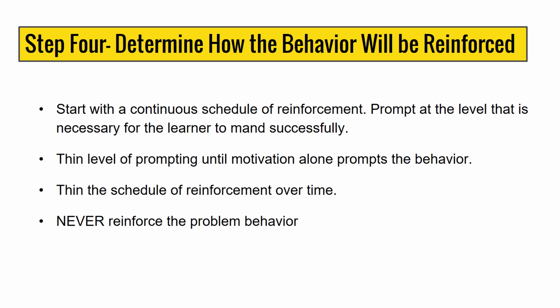Step 4. Determine how the behavior will be reinforced. Start with a continuous schedule of reinforcement, and you prompt at the level that is necessary for the learner to respond successfully. That means that you will reinforce every instance of the alternate behavior. As time progresses, you will thin the level of prompting until motivation alone prompts the behavior. You also thin the schedule of reinforcement over time.